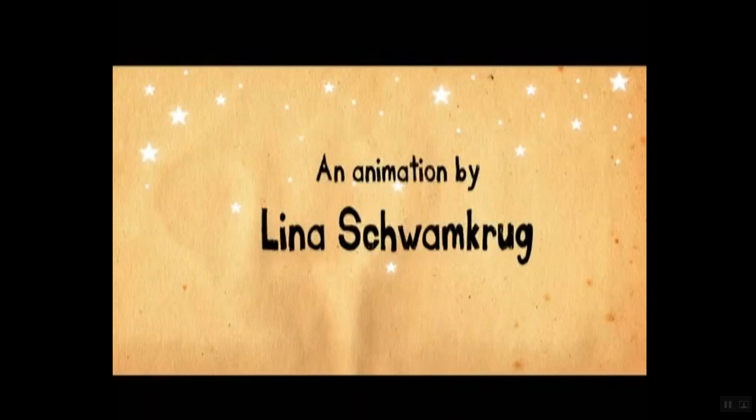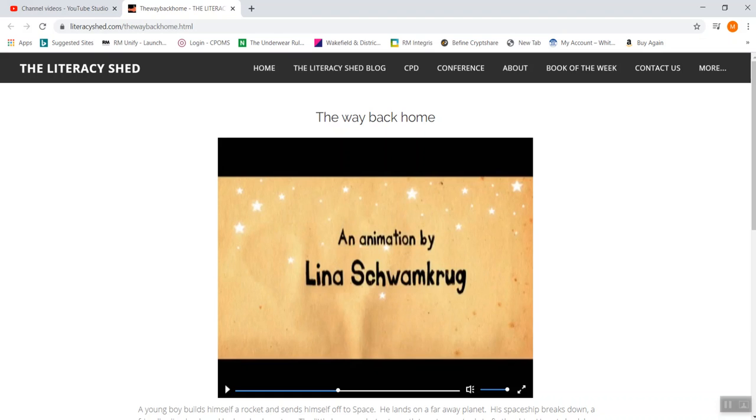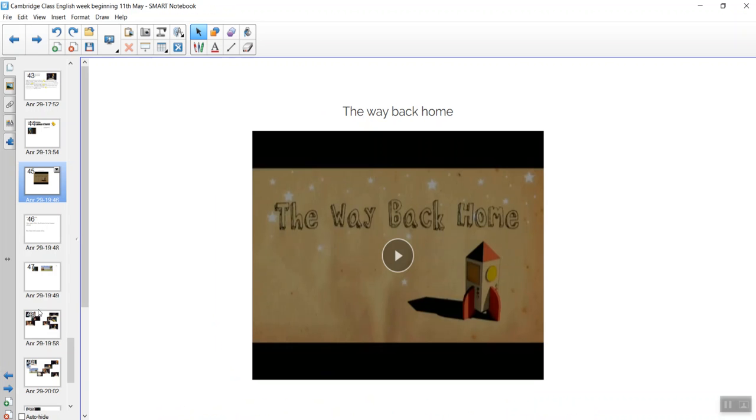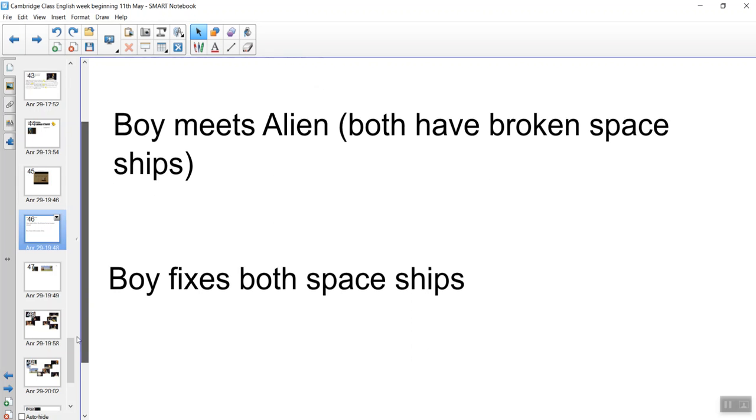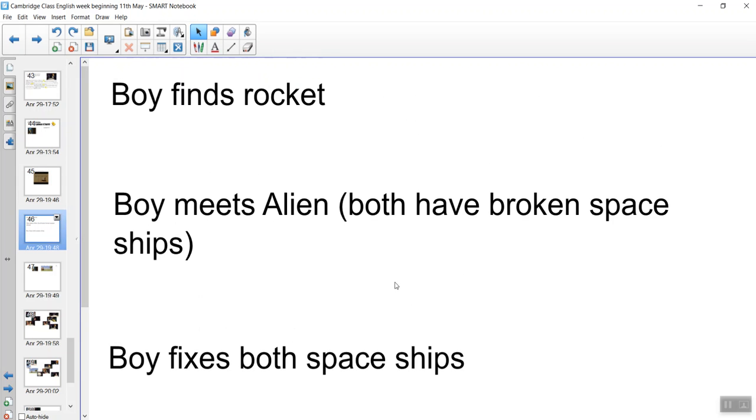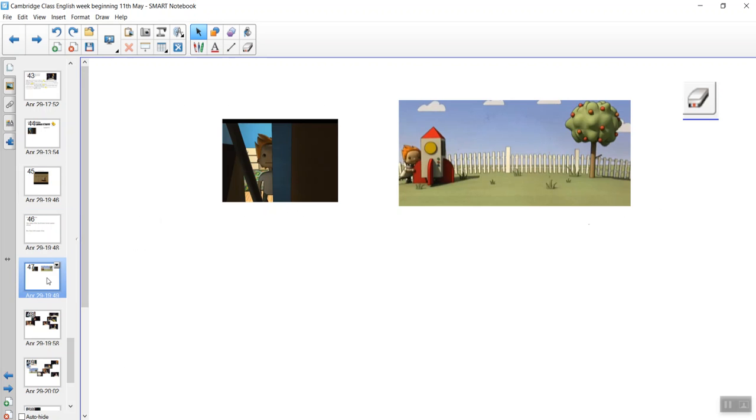Okay, so that's a quick reminder of the story so far. So what we're going to do today is we know that the story falls into a number of little categories. He finds a rocket, he meets an alien, the boy and the alien both have broken down rockets, and the boy fixes it, and everybody flies away. That's the basic story.